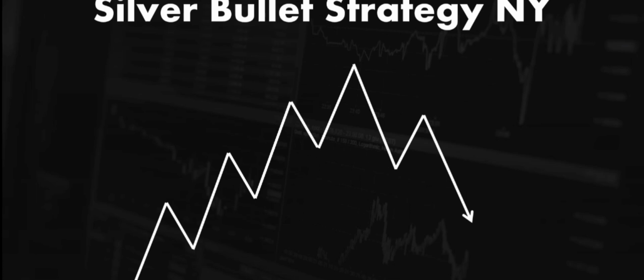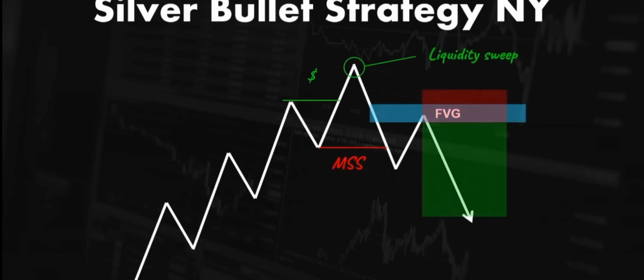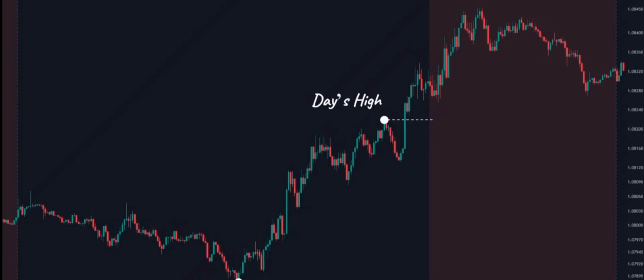In the next part of the video, let me introduce another setup for the silver bullet model, similar to the first one with one major difference. It is the same combination of liquidity sweep, followed by a market structure shift with an imbalance. But the difference here is that this liquidity sweep happens inside the New York session. So the same exact rules are valid for this trading setup as well.